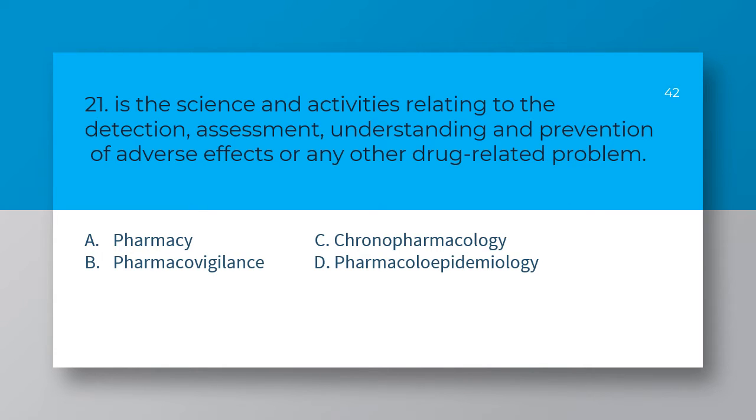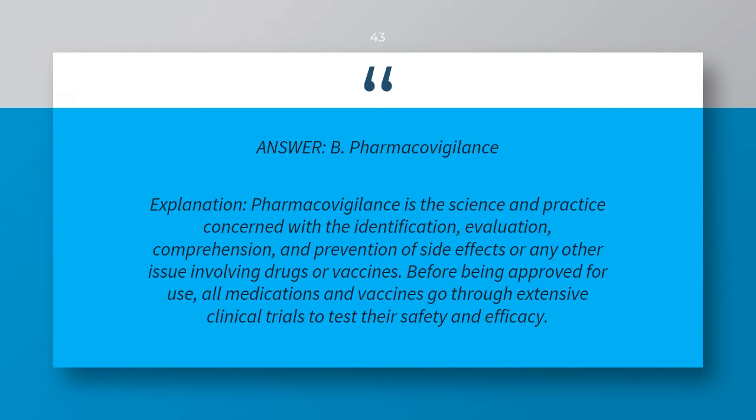Answer is B. Pharmacovigilance. Pharmacovigilance is a science and practice concerned with the identification, evaluation, comprehension, and prevention of side effects or any other issue involving drugs or vaccines. Before being approved for use, all medications and vaccines go through extensive clinical trials to test their safety and efficacy.